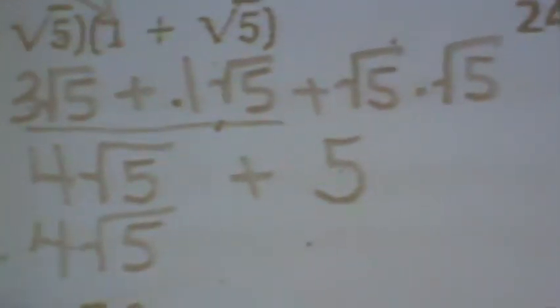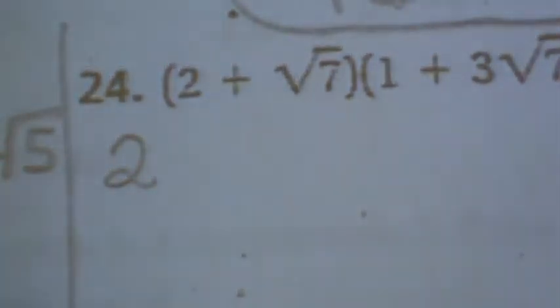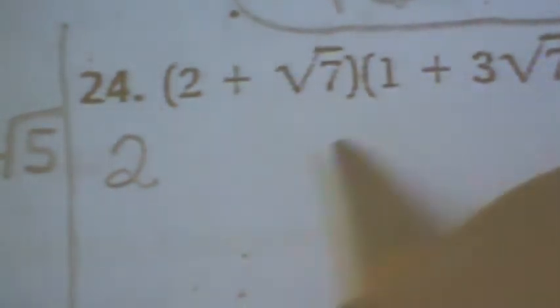Next one, 24. What do you do first? 2 times 1 is 2. Can I just write 2? Yes. And now, see if we could start doing these in our head.